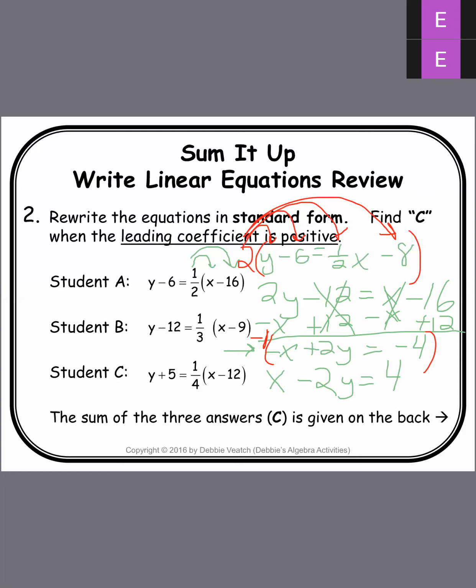Okay, so just like on the last page, they want the value of C for each one. So that would be 4 in this case. Okay, and then you do the same thing for student B and student C. Add those values together. So whatever you get for B, whatever you get for C, add these numbers together, and that's the sum that they're talking about there, that they give the answer to at the end.